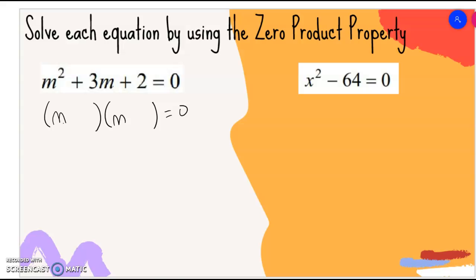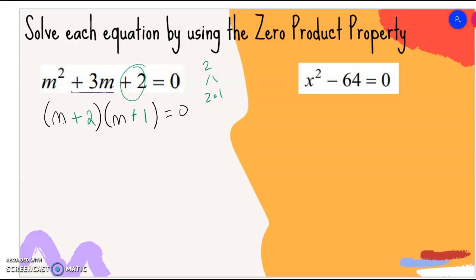Alright, so we got our m's for m squared. Now I'm going to factor out this 2. The only factors of 2 are 2 and 1. And I know that it's a positive, so that means either both answers need to be negative or both answers need to be positive. How I can tell the difference is I'm going to look at this 3 here, my B term. B as in Bravo. If it's positive, that means they're both going to be positive. There we go. So I have both positive 2 and positive 1.